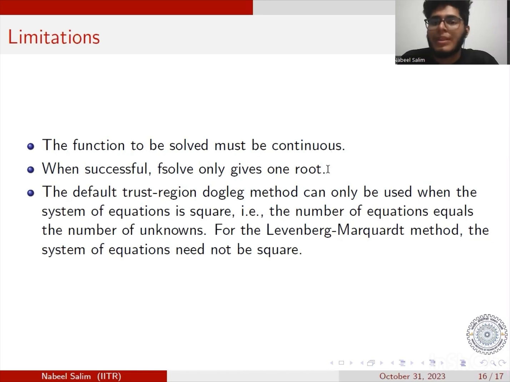This limitation is applicable to all the numerical methods. Every numerical method will give only one solution, which is closest to our initial guess or the region we have selected. And the next limitation is that the default trust-region-dogleg method can only be used when the system of equations is square, that is, the number of equations equals the number of unknowns. When this condition is satisfied, only then will the default trust-region-dogleg method work. Otherwise, it will use the Levenberg-Marquardt method to solve the system of equations.